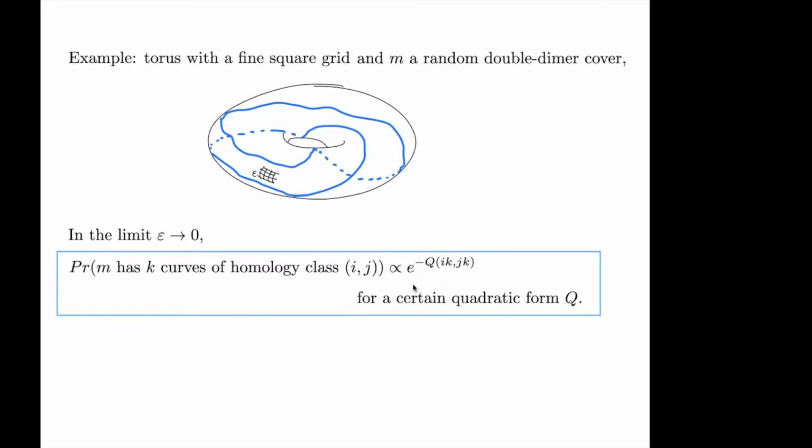But for more complicated surfaces, I certainly don't know the answer, and that's kind of an interesting, non-trivial open question in scaling limits of dimer models. What happens for other surfaces, like a genus 2 surface?